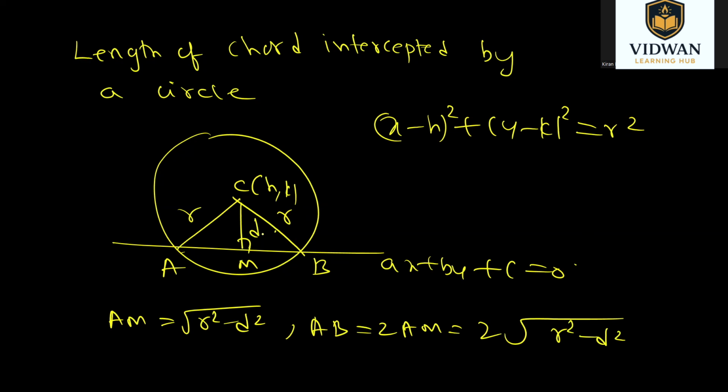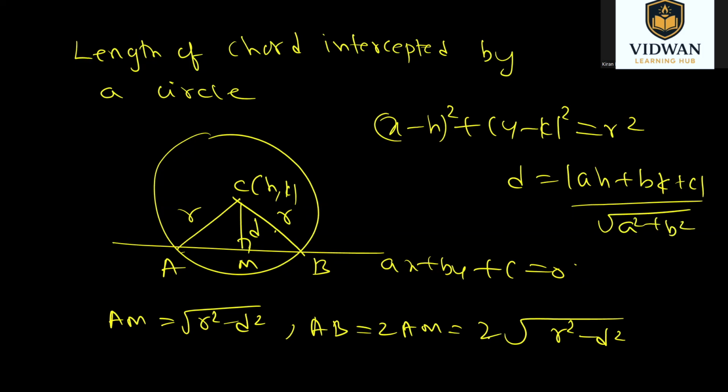And how to find the distance d? The distance from (h, k) to this line, I already discussed earlier. It is mod of (ah + bk + c) by root of a² + b². With this formula, you can find the distance from the center to the line. You put that value here, and you'll get the value for the length of the chord. So we now have the formula for the chord joining 2 points.